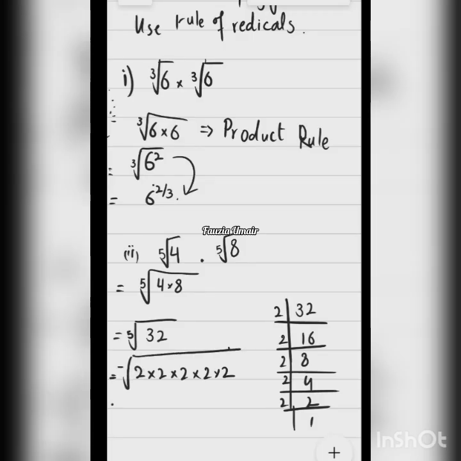It's a very common number. So if you now write it in index form, it will be 2 raised to power 5, and this 5 will come here, it will be multiplied with 1 by 5. This 5 is cancelled and your answer is 2.